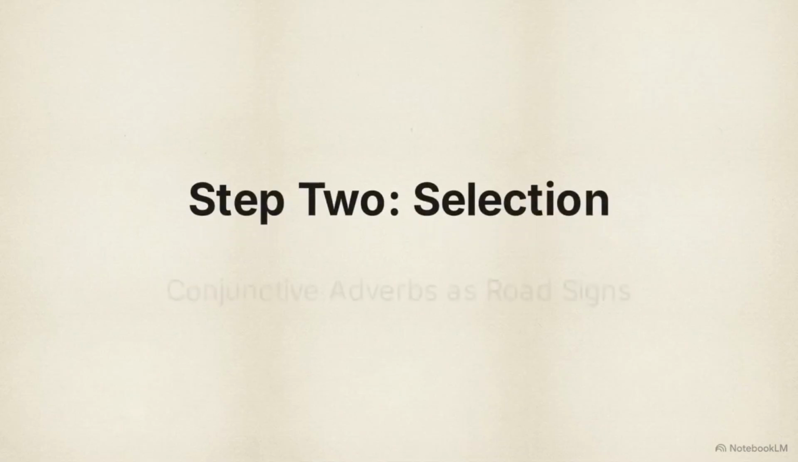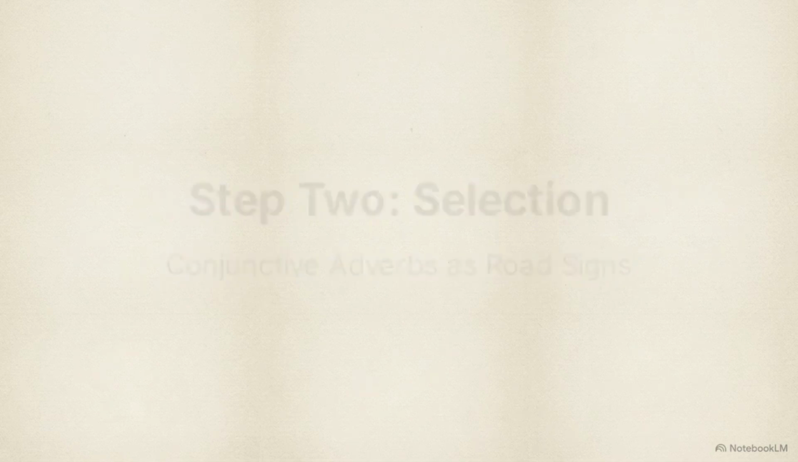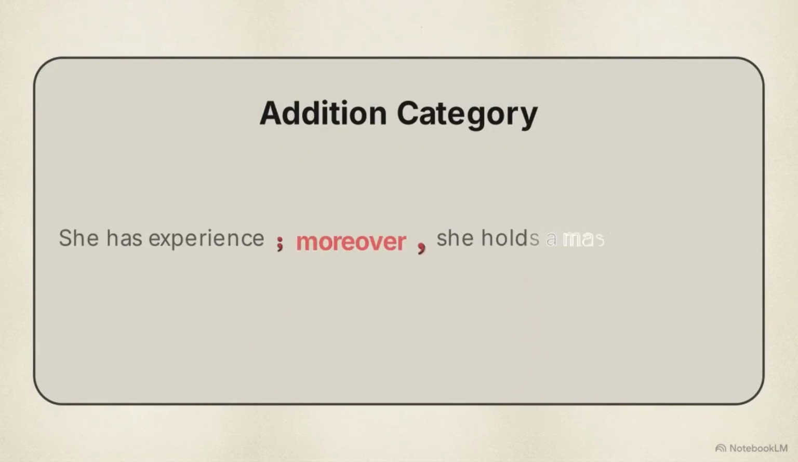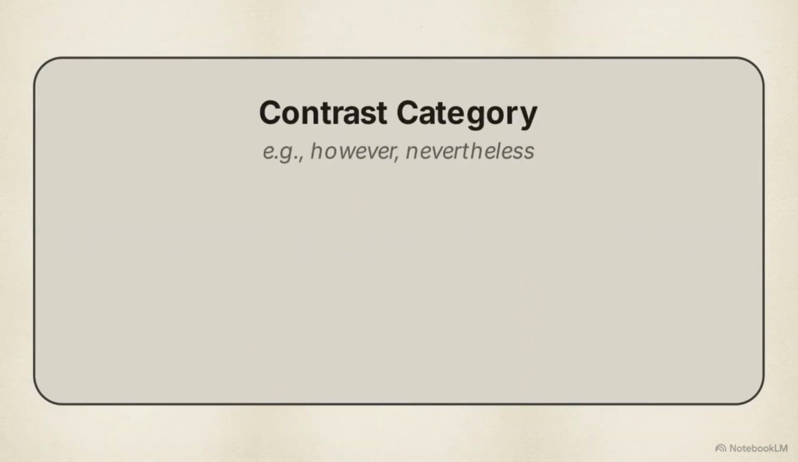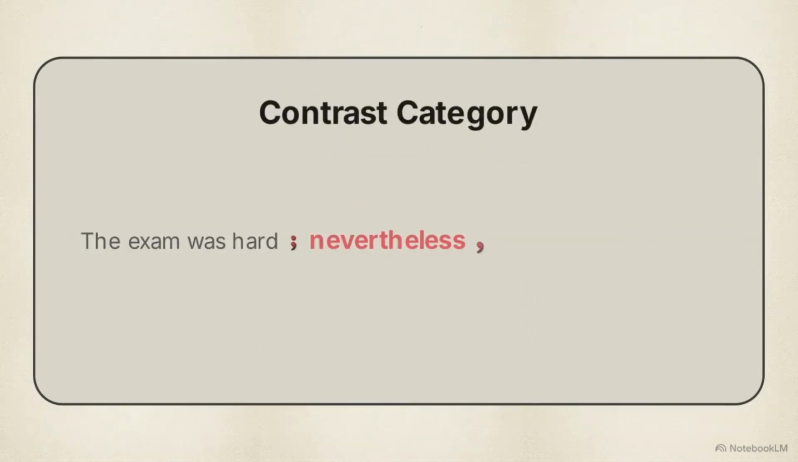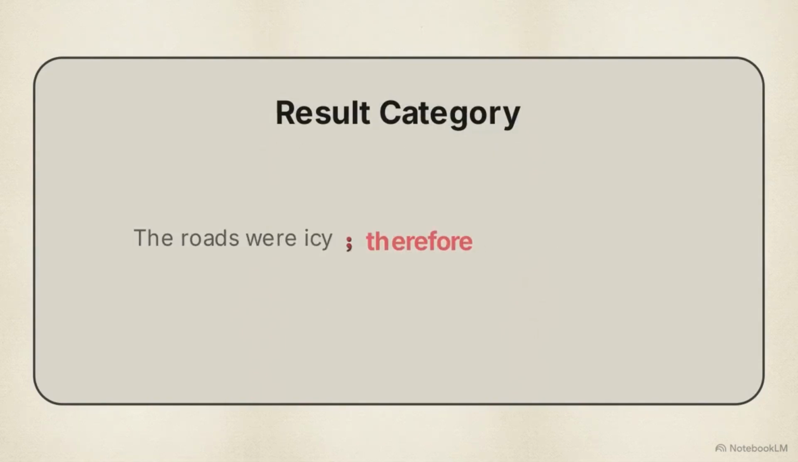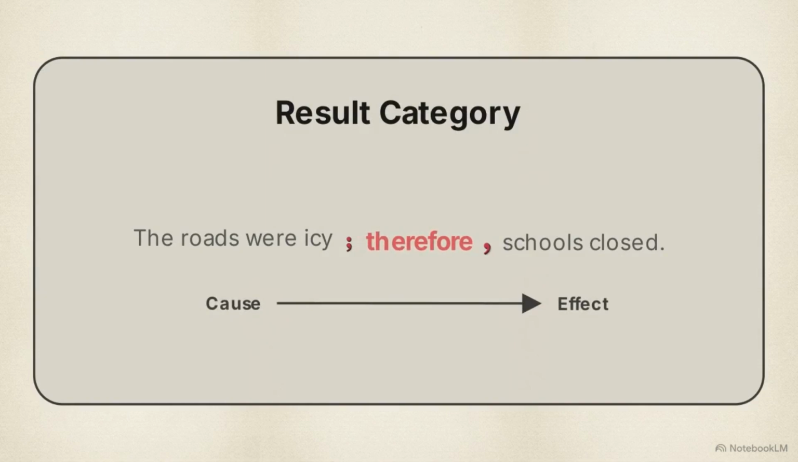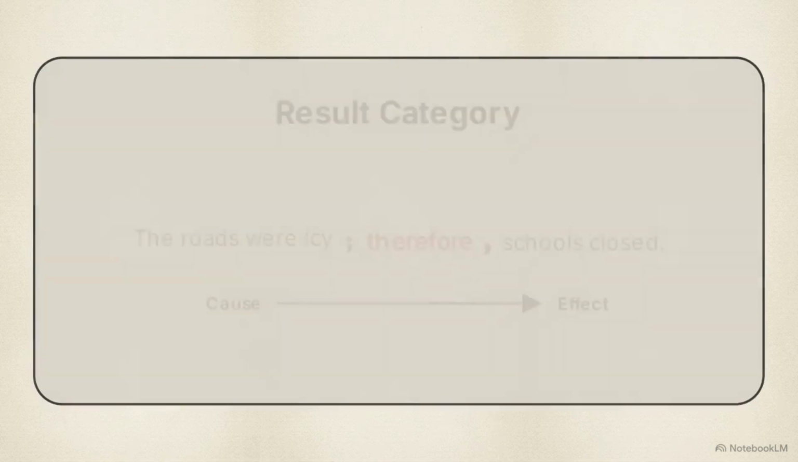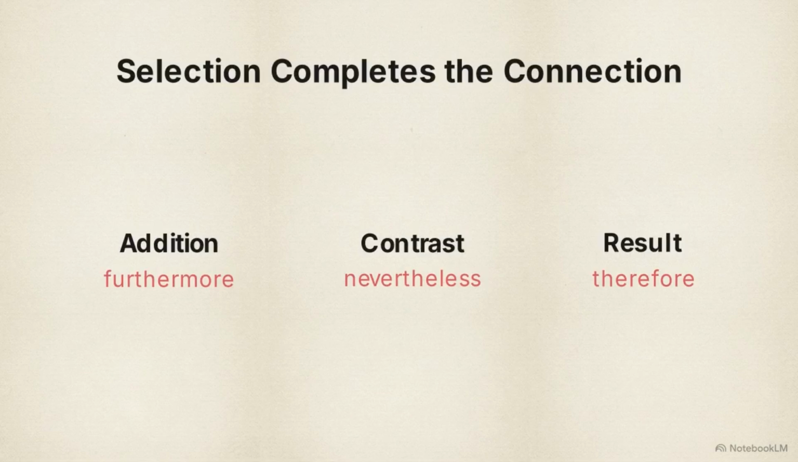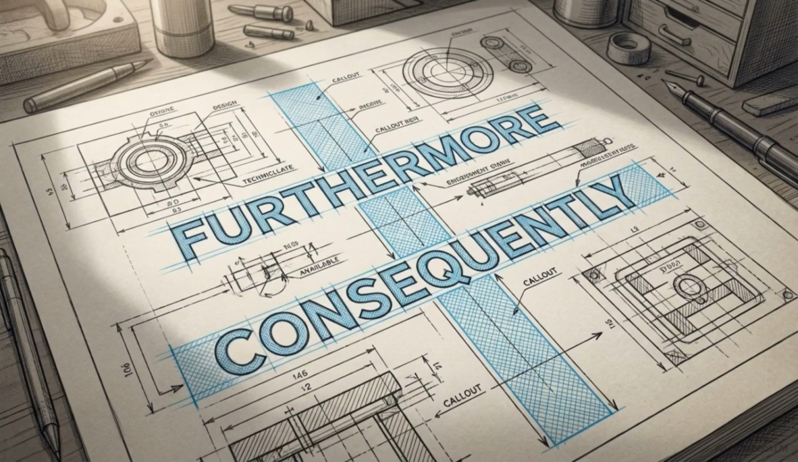Step 2 is selection. Conjunctive adverbs are precise meaning markers, acting as road signs. The addition category, using words like furthermore or moreover, indicates that you are building on your previous point with stronger, compelling evidence. The contrast category uses words like however or nevertheless to introduce an unexpected opposition. Finally, the result category includes therefore and consequently. These establish a direct cause and effect relationship between your statements. Choosing the correct meaning marker eliminates logical gaps and leads your reader toward your intended conclusion.